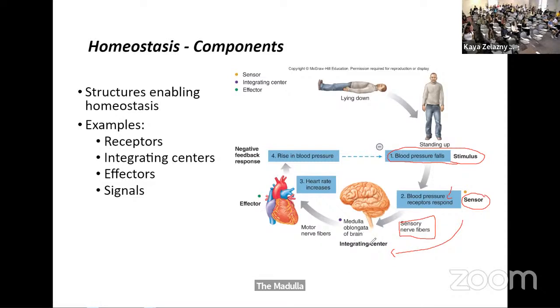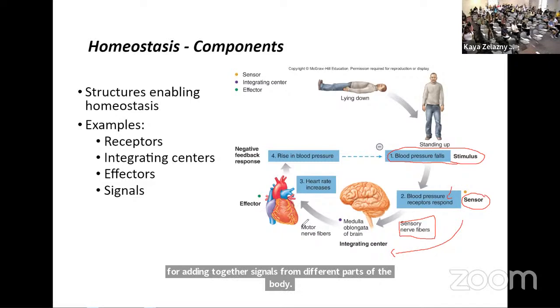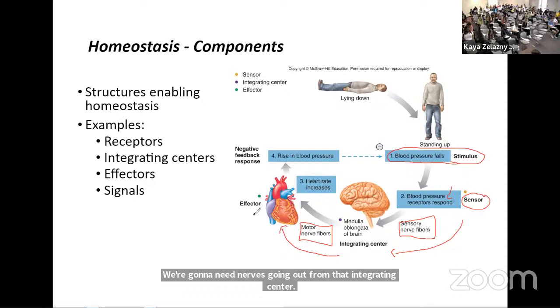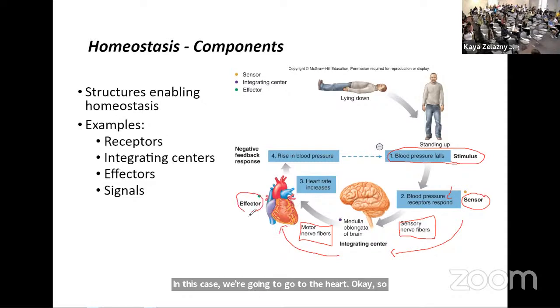So in the brainstem here, in the brain or the integrating center more generally, we start to plan out a response. We're adding together signals from different parts of the body. We're planning how we're going to fix this. So in order to have an actual change, to reverse our error signal, to do that negative feedback, we're going to need nerves going out from that integrating center. In this case, we're going to go to the heart. Our heart here is our effector, or our effector organ.